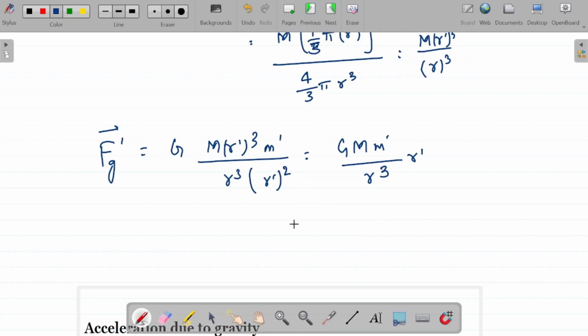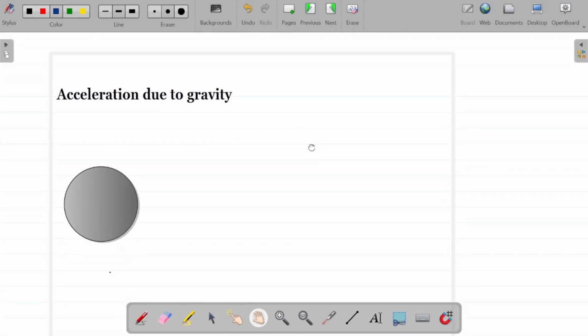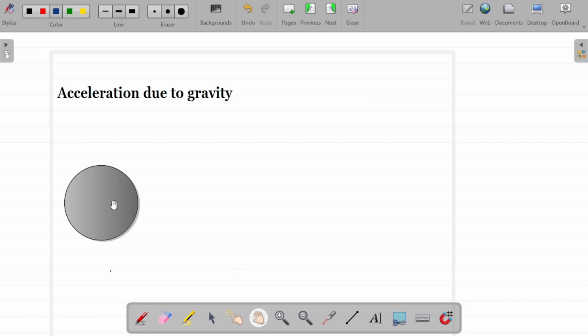Okay. Now moving to the next point. Now we are going to obtain acceleration due to gravity. So let's say we are taking the case of Earth. A body on the Earth or inside the Earth will experience a gravitational pull due to the Earth, and due to that gravitational pull, there will be acceleration. That acceleration we call acceleration due to gravity in case of Earth, and we represent it as small g.